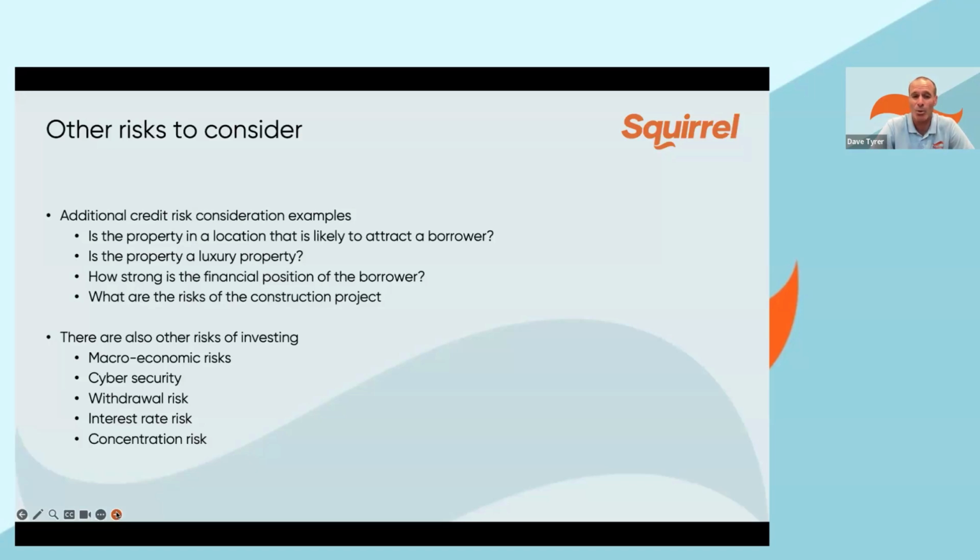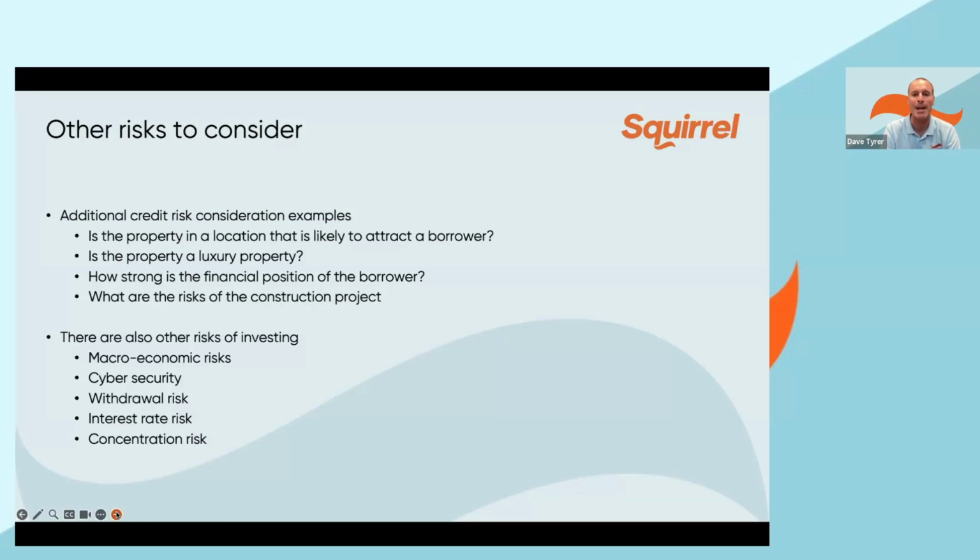There's liquidity risk or withdrawal risk, as I've noted it on the slide here. That is the risk related to how quickly you can get your money back in the event that you need it. Okay, and so that's not today's discussion, but liquidity or withdrawal risk is something to consider.